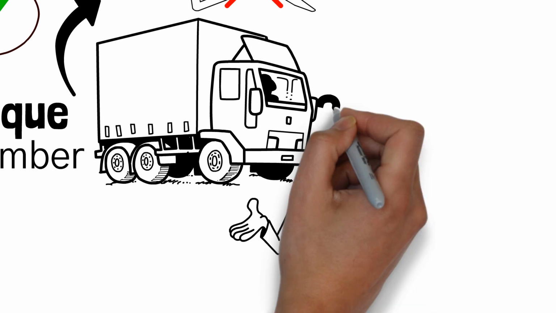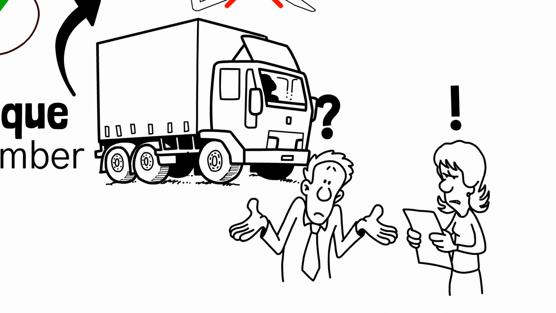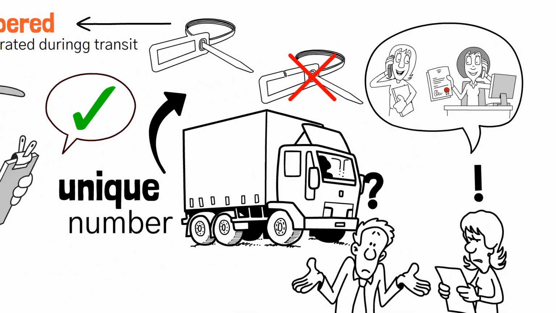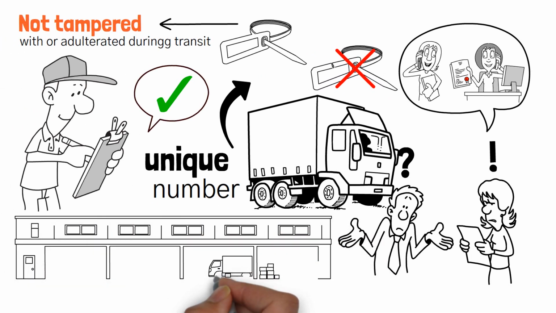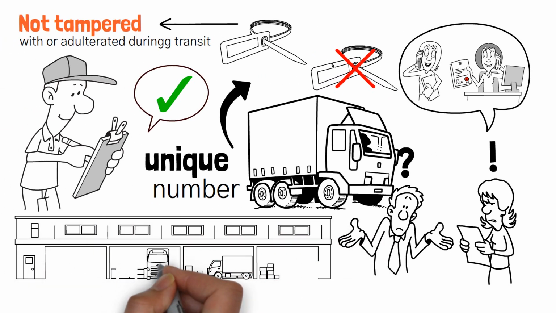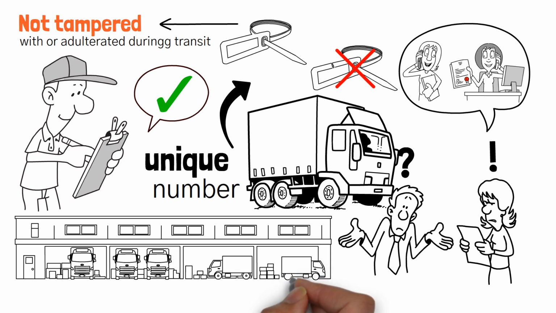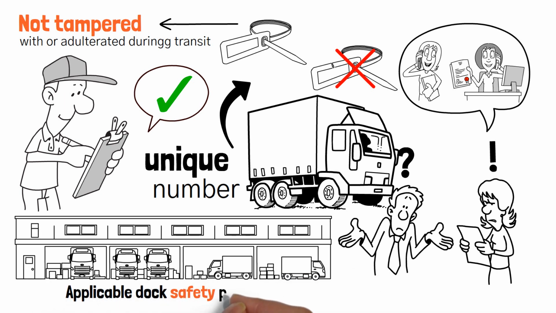If the seal is not intact or the number doesn't match, notify your supervisor since immediate action is needed, including notifying the customer for resolution. When the seal inspection and verifications are complete, you can assign the trailer a dock location and the transport driver can remove the seal. From here, you will perform your company's applicable dock safety practices.